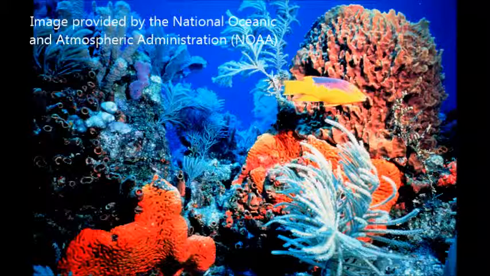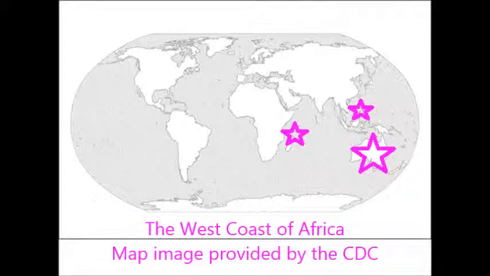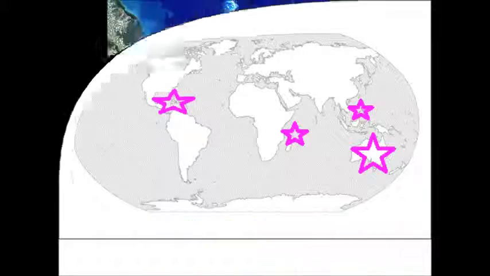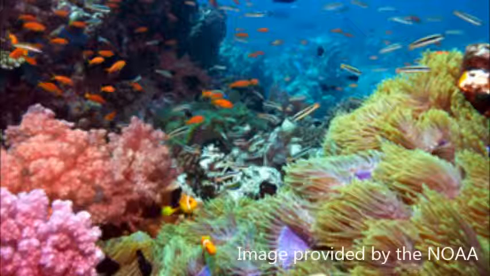Coral reefs are found in places all over the world, such as Indonesia, Australia, the west coast of Africa, and the Caribbean. You can even see coral reefs from outer space. But let's take a closer look and go inside the water and see how coral is created.